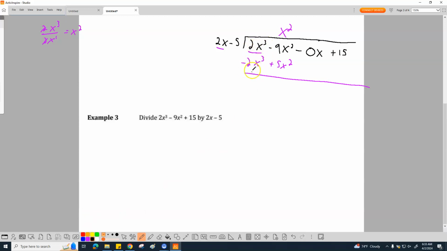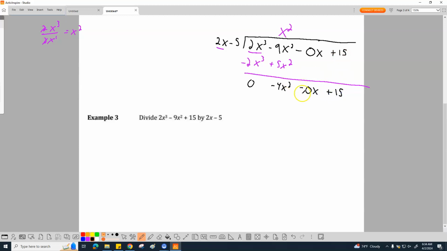2x cubed minus 2x cubed is, of course, 0. Then I have negative 9 plus 5. Negative 9 plus 5 is negative 4. So I'm going to bring down my negative 4x squared. And then I'm going to bring down the remaining stuff. Negative 0x and then plus 15.